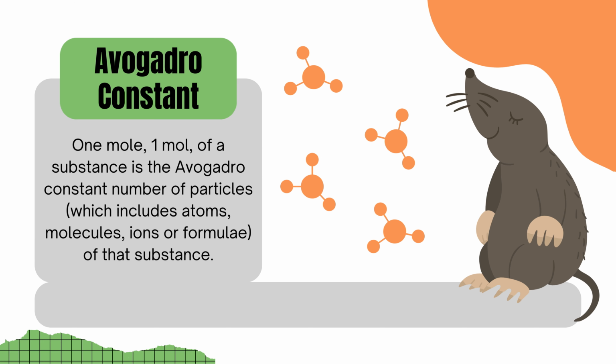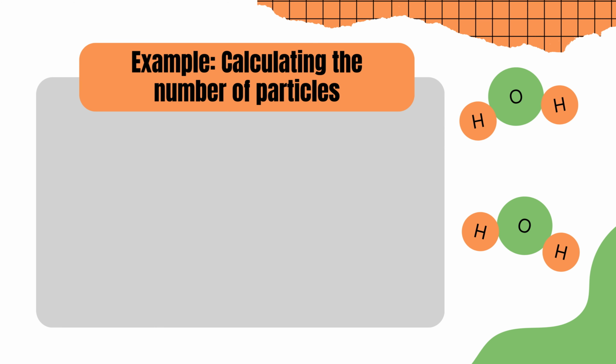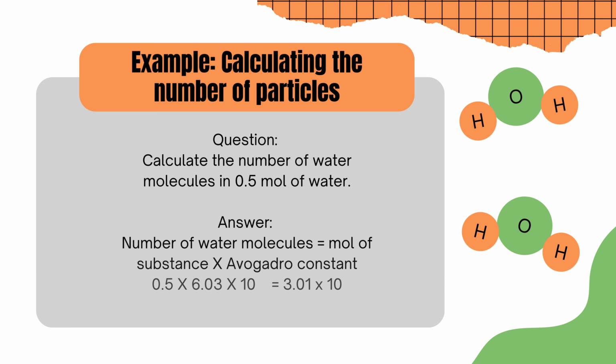1 mole of a substance is the Avogadro constant number of particles, which includes atoms, molecules, ions or formula units of that substance. Now we will discuss some examples of calculating the number of particles using moles. Question: calculate the number of water molecules in 0.5 mole of water. Number of water molecules is equal to moles of substance multiplied by the Avogadro constant. The value is 0.5 multiplied by 6.02 multiplied by 10 raised to power 23. By solving it, the answer is 3.01 multiplied by 10 raised to power 23.